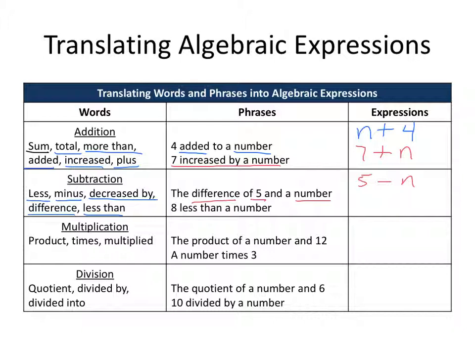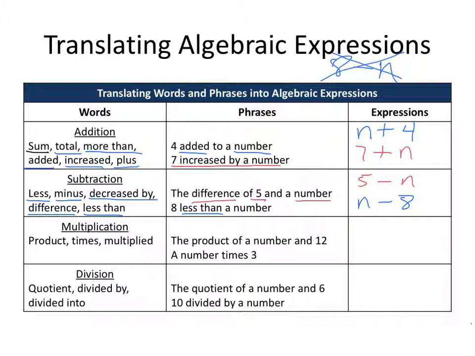We also have 8 less than a number. Now with this one you have to be careful because it's 8 less than a number, so we actually start with the number, or n, and it's 8 less than that. So it would be n minus 8. If we were to write 8 minus n, that would be incorrect. So we have to be careful with that. It's 8 less than a number, so you're starting with a number, and it's 8 less than that. So n minus 8 is the correct way to write that. This would be incorrect. So be careful with that one.